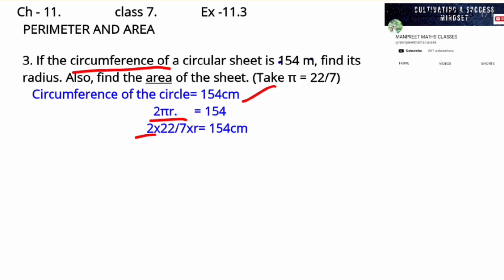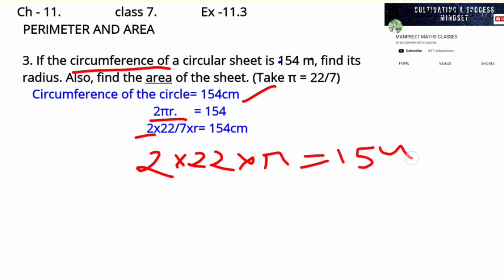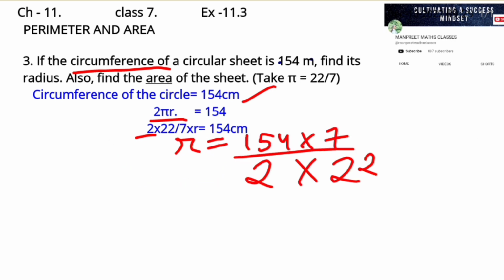Now next step is transferring the values. So you know the values in division go in multiplication. So here 7 is in division, so we'll transfer it. 2 into 22 into r is equal to 154 into 7. Now in the next step, this 2 and 22, these are in multiplication, so they will go in division. Now let's solve it. If you know the table of 22, you can cut it directly. 22 ones are and 22 sevens are. So I suggest you learn tables till 30.